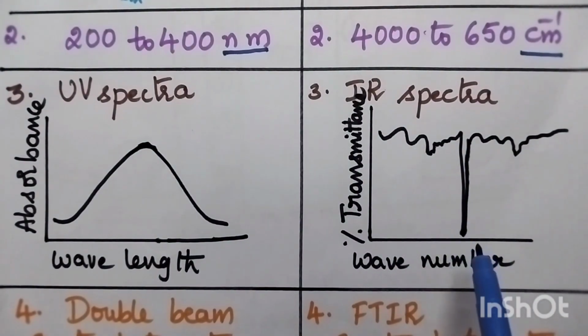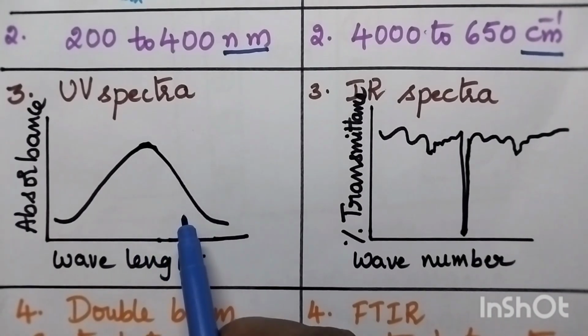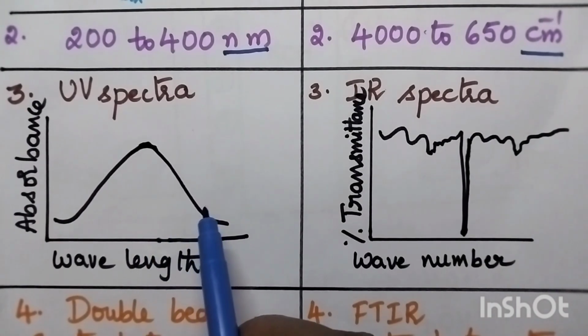So by knowing the position of the peaks, it is possible to identify the nature of the functional group in the given organic molecule, and similarly by knowing the lambda max, it is possible to identify what type of conjugated system is present in the given organic molecule.